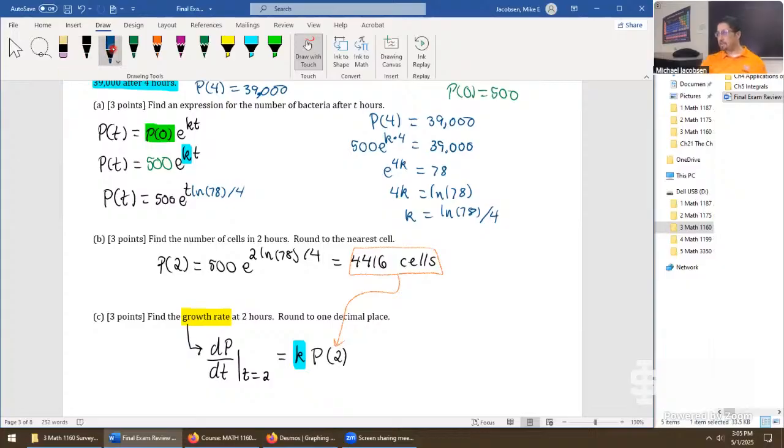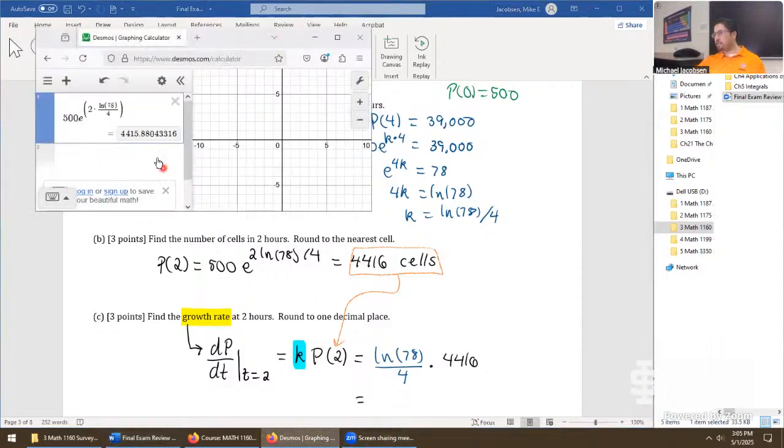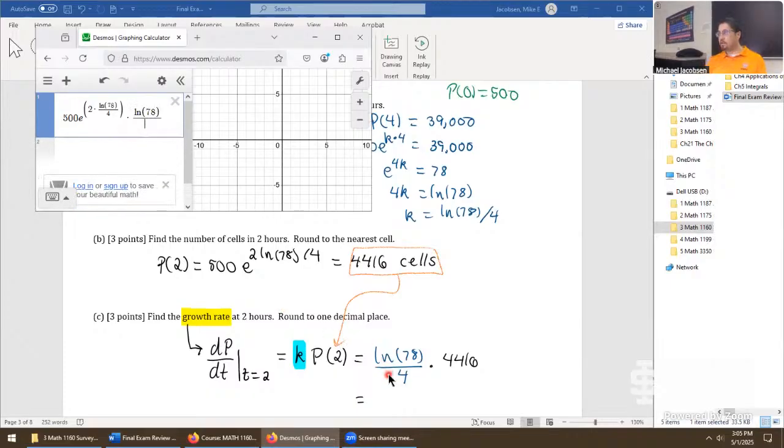Okay, next step, let's go. It's equal to natural log 78/4 multiplying 4416. And back in the calculator, you use this exact value right here. That's not so bad because all you really want to do is go times whatever that number is, natural log 78/4, and that'd be a fine way to do that kind of problem.